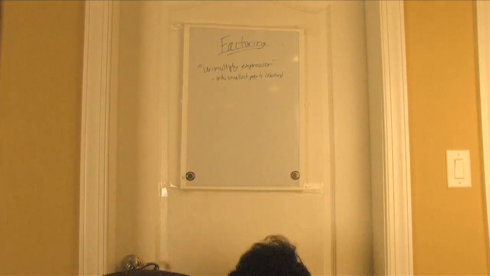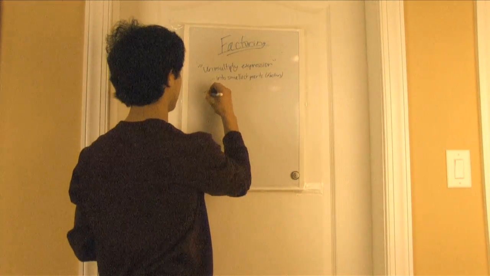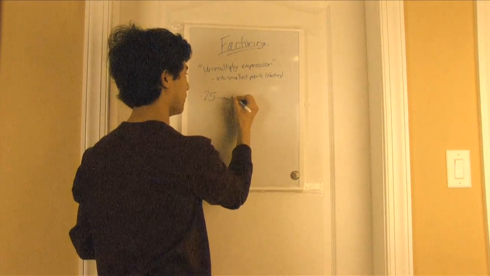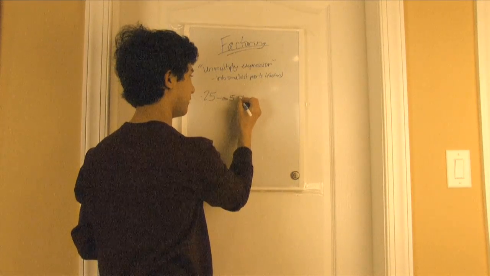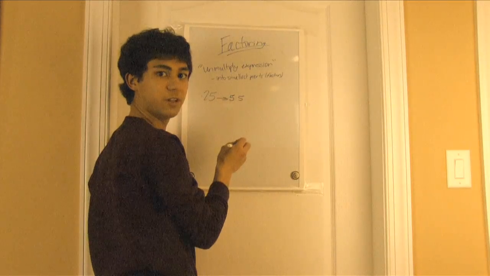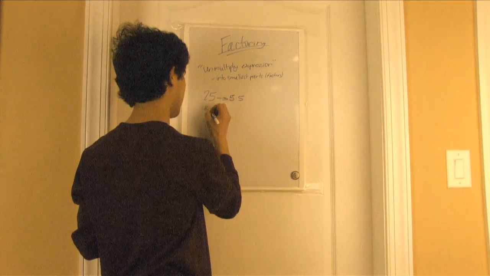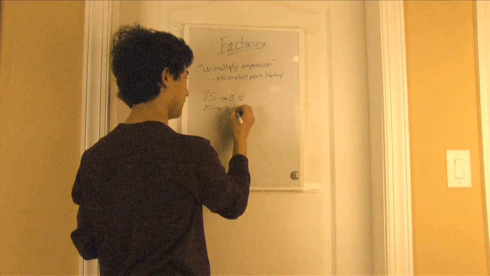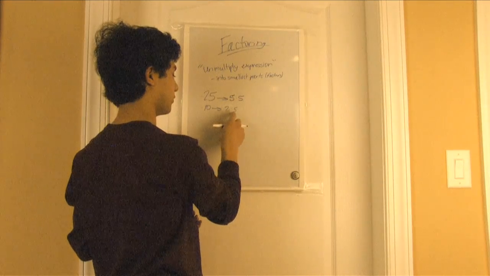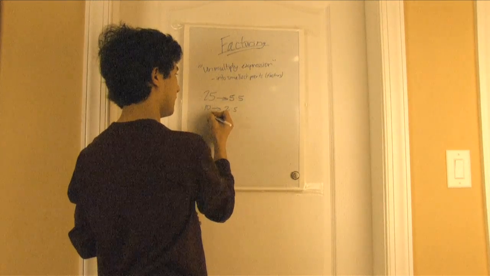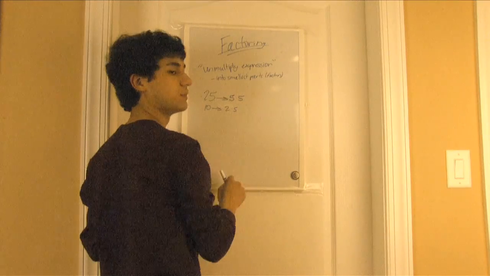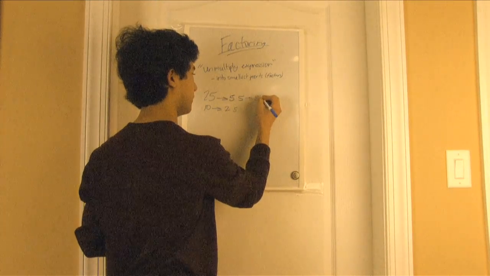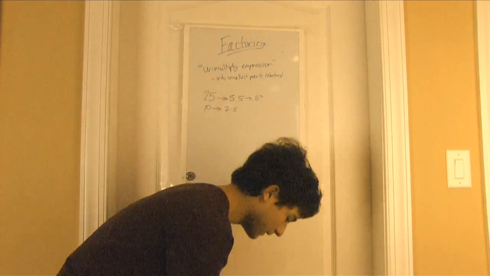An example of this is 25. That can be factored into 5 and 5. Another one is 10, which can be broken down into 2 and 5. So those are the two factors. And the simplified version of 25 would be 5 squared.